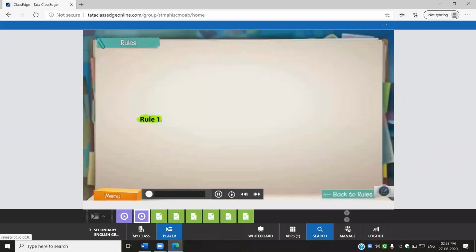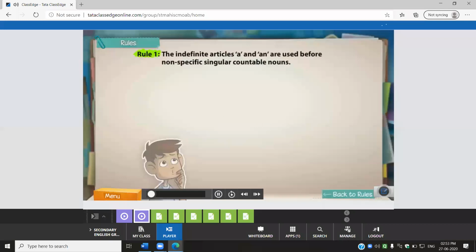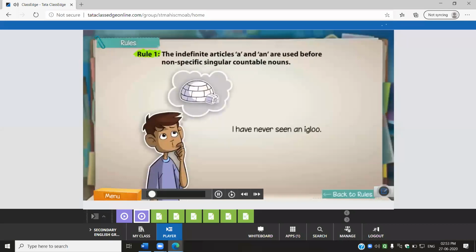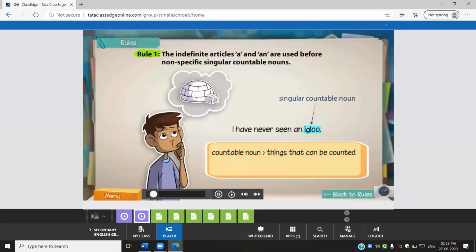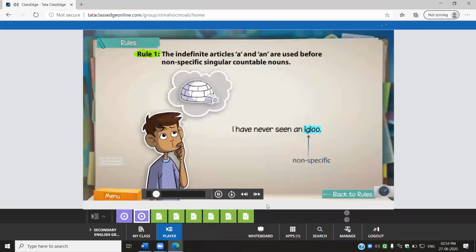The indefinite articles a and an are used before non-specific singular countable nouns. In this sentence, the noun igloo is a singular countable noun. A countable noun refers to things that can be counted. A singular noun denotes one thing, person, or instance. Here, no specific igloo is being referred to. The word igloo stands for all igloos in general. Therefore, the indefinite article an is used before igloo.